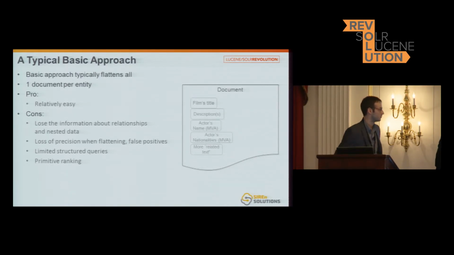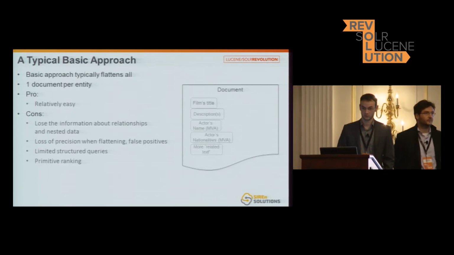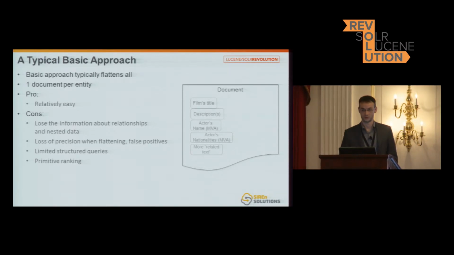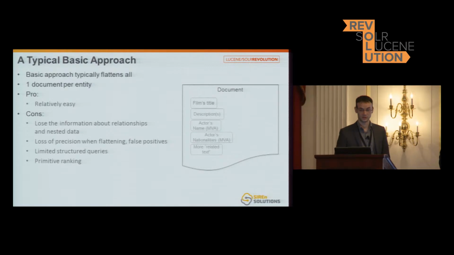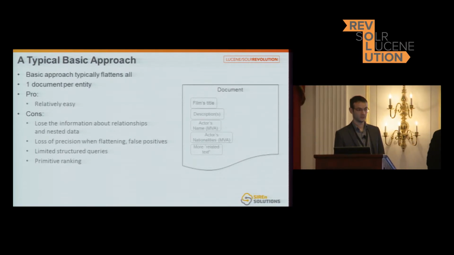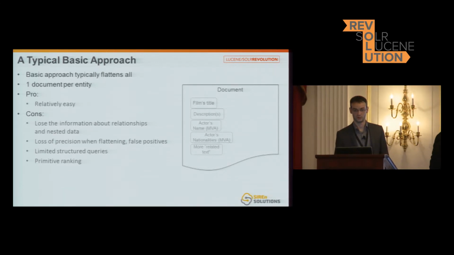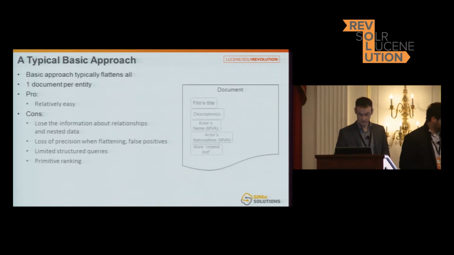So this is relatively easy to implement. The problem is that you lose completely the relationship and the structure of the data, and this also increases the amount of false positive results. And also, since you don't keep the structure, you have less chance to do advanced ranking. So you can only use primitive ranking.